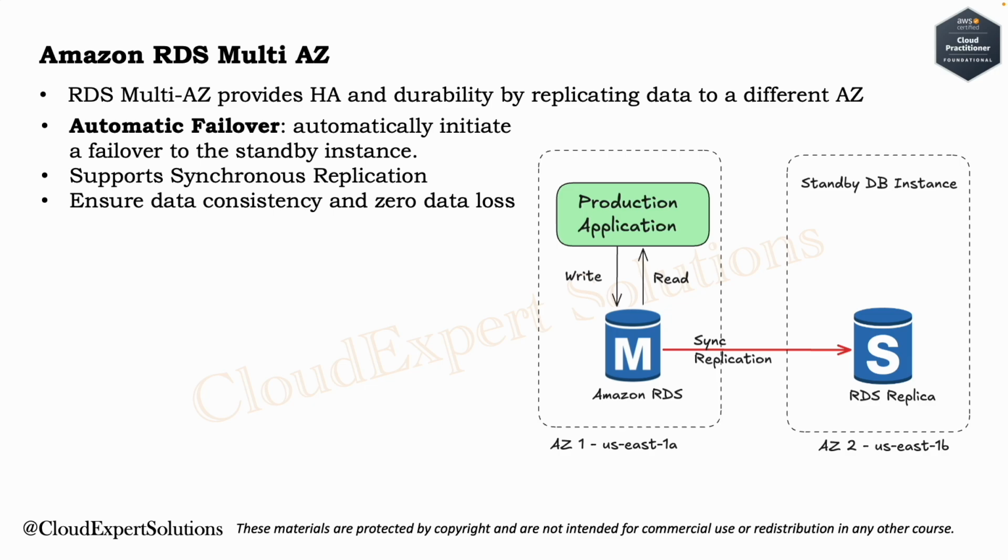In this way, it will ensure data consistency and zero data loss during failover. For read replica, there is asynchronous replication. That is why there is a replication lag and you might lose some data, not a very big chunk, but for a fraction of seconds. By maintaining a standby replica in a separate availability zone, multi-AZ deployments protect against various failures, including instance failure, storage failure, and availability zone outages.